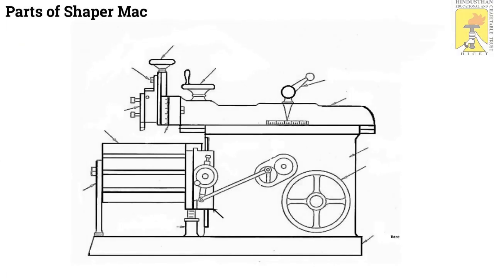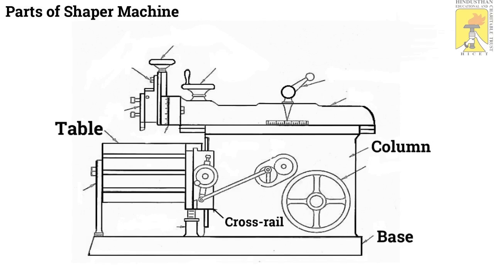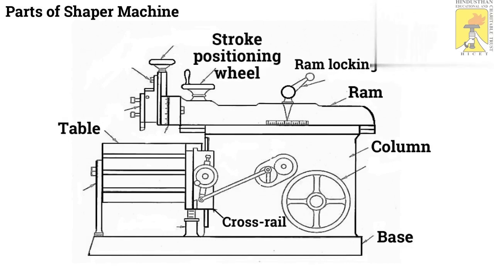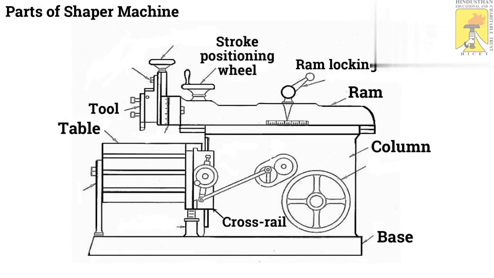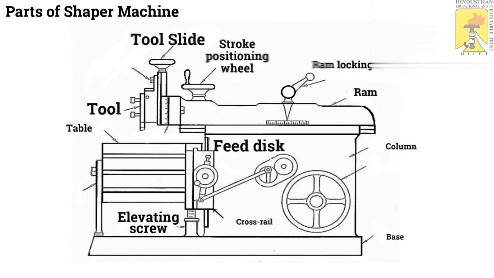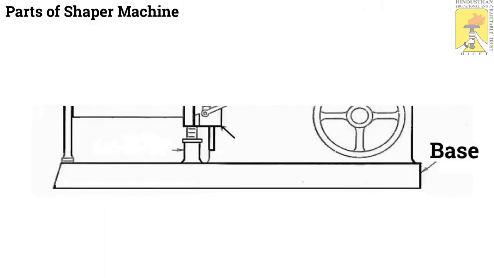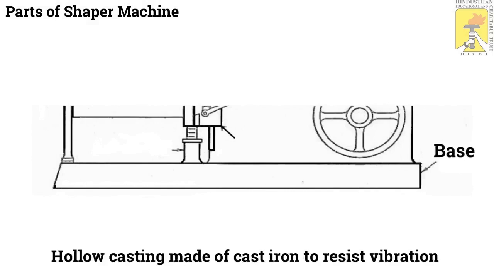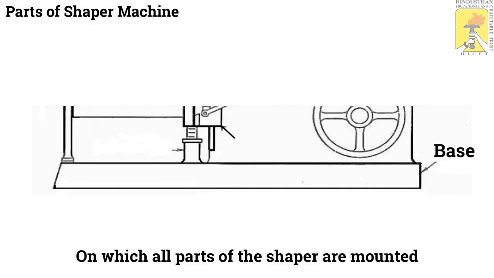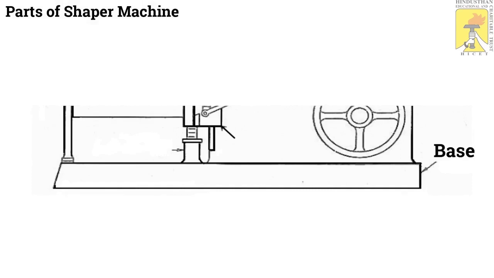Parts of the shaper machine: base, column, cross rail, table, ram, ram locking system, stroke position wheel arrangements, tool post, tool slide, feed disc, elevating screws. The base is a heavy casting material. It withstands the overall vibration, and all parts of the shaper are mounted on the base.